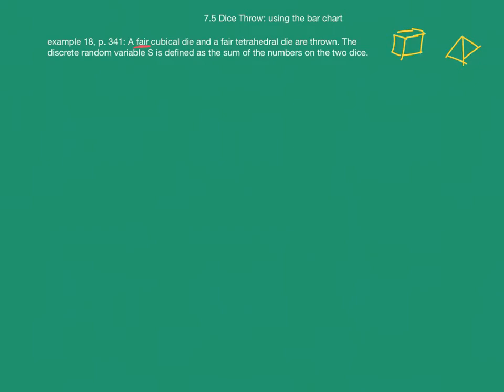Fair means that there's an equal chance of each face landing face up, or face down in the case of the tetrahedral die. Cubical means that it has 6 faces and tetrahedral 4 faces. Discrete means that only distinct numbers are possible. It's the opposite of continuous. So we're starting out with discrete variables here.